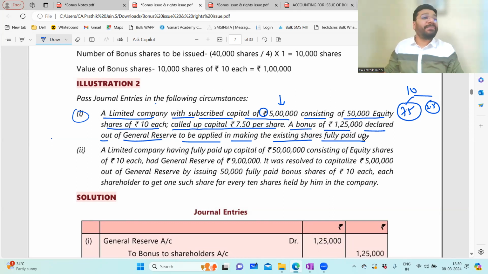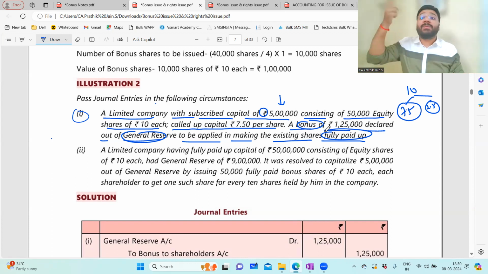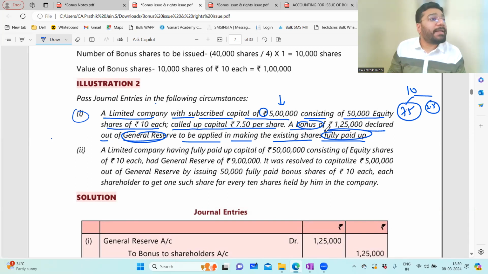So this is case 3. Here you're utilizing general reserve in the form of bonus for converting your partly paid share into fully paid up share. So are we going to issue any extra number of shares here? No. In case 1 and case 2, we're issuing extra shares, where your number of shares will increase, capital will increase. But here no extra shares are being issued. The existing shares, the partly paid, are being converted to fully paid. That's all.